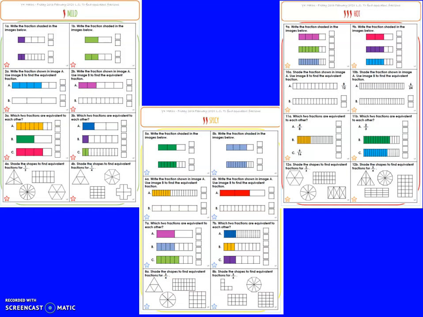Here is your learning for today. Remember to set it out really neatly in your book. You don't have to draw the shapes unless the question asks you to. And if you're drawing the shapes, make sure you use your ruler.